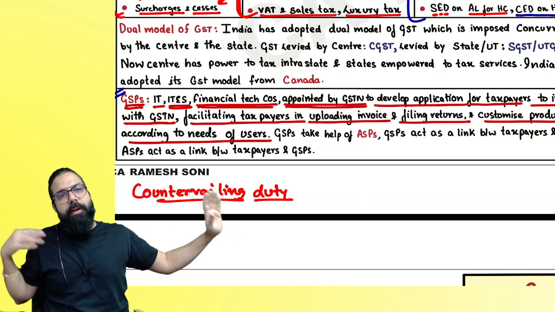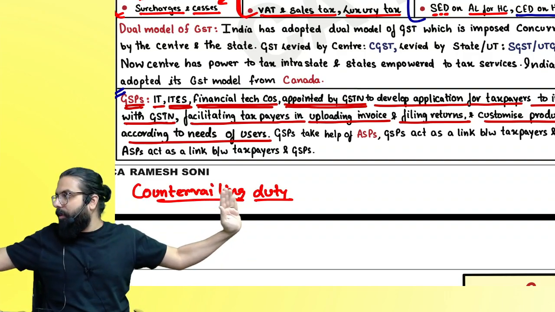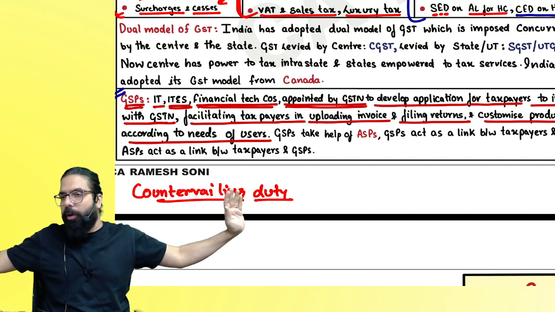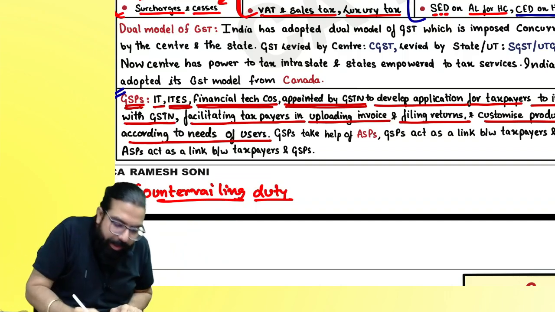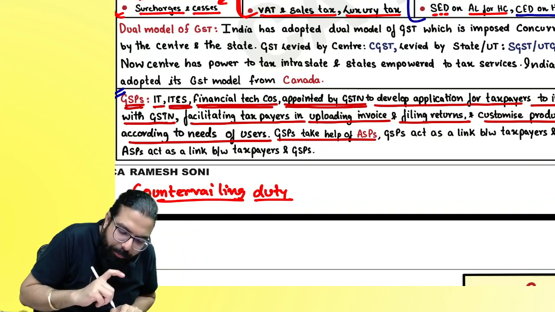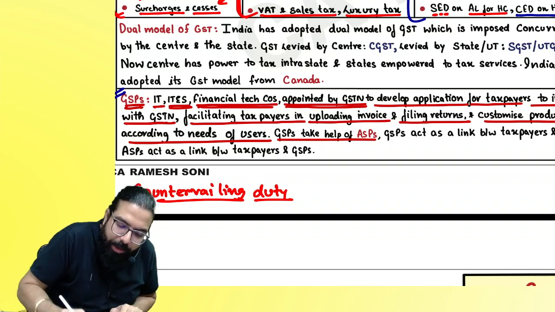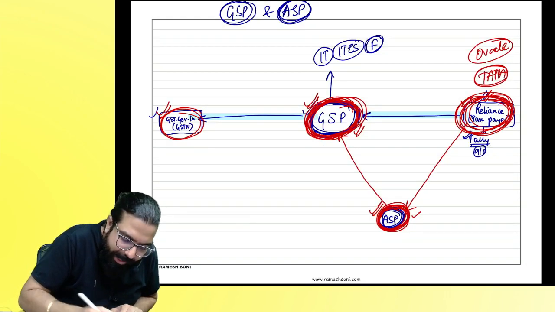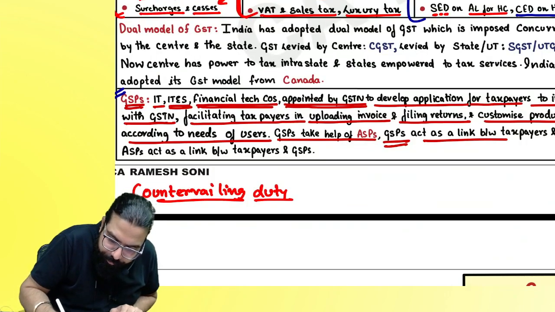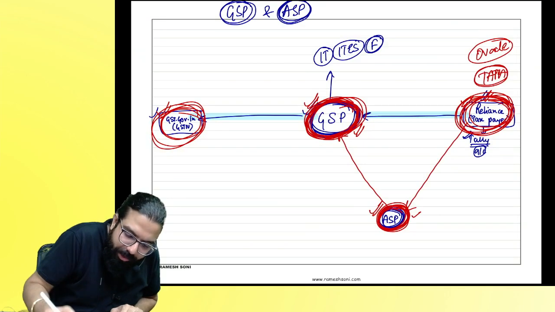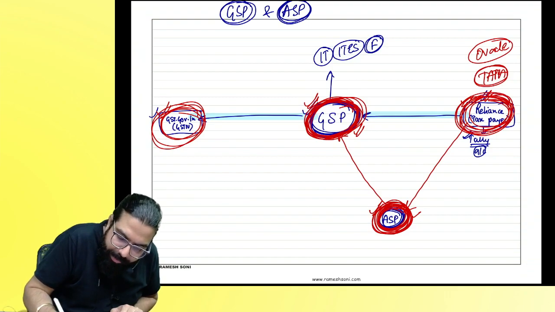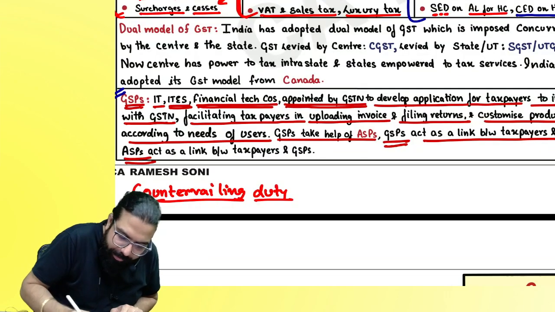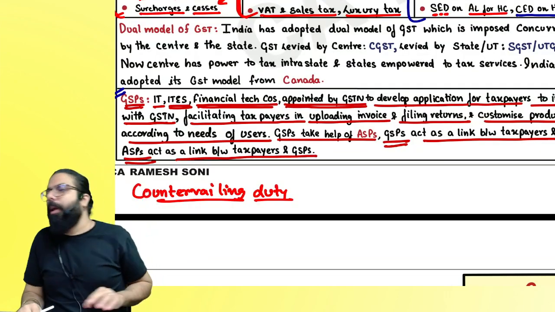They customize the product according to the needs of the user. However, if the user has to file his return and upload the related details, GSP will help. A GSP can also take the help of an ASP. A GSP always acts as a link between whom? Taxpayer and GSTN. And ASP is always there as a link between whom? Taxpayer and GSP. And the same thing has been told over here.